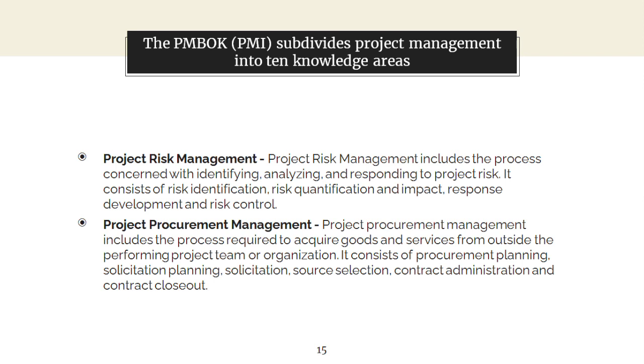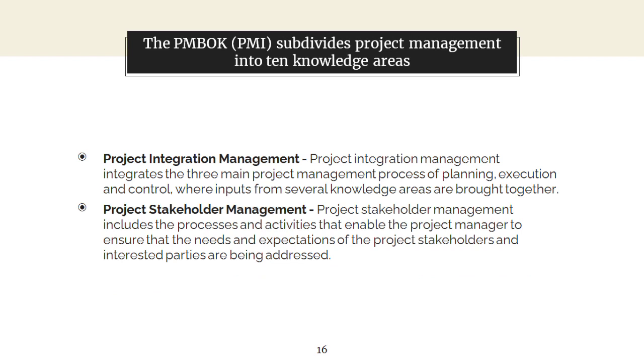Eighth, project procurement management. Project procurement management includes the process required to acquire goods and services from outside the performing project team or organization. It consists of procurement planning, solicitation, source selection, contract administration, and contract closeout. Ninth, project integration management. Project integration management integrates the three main project management process of planning, execution, and control, where inputs from several knowledge areas are brought together.